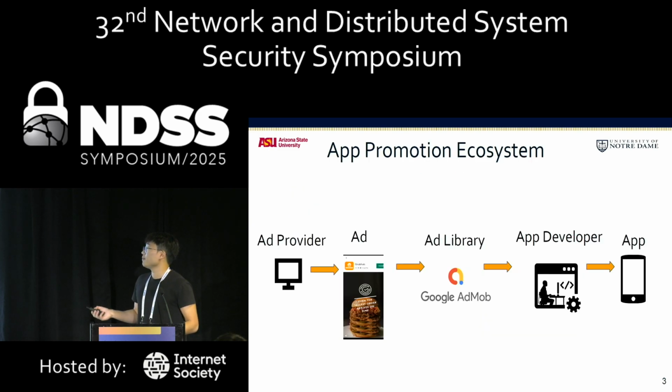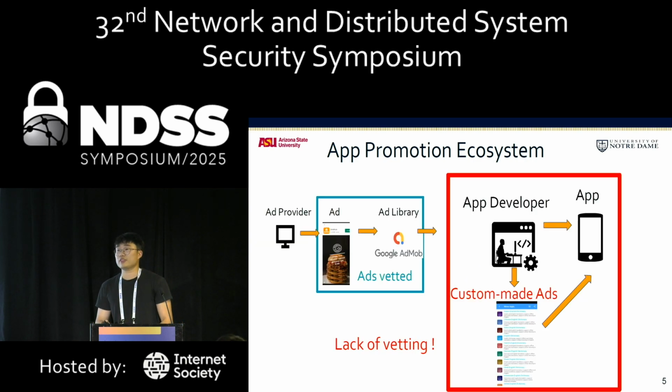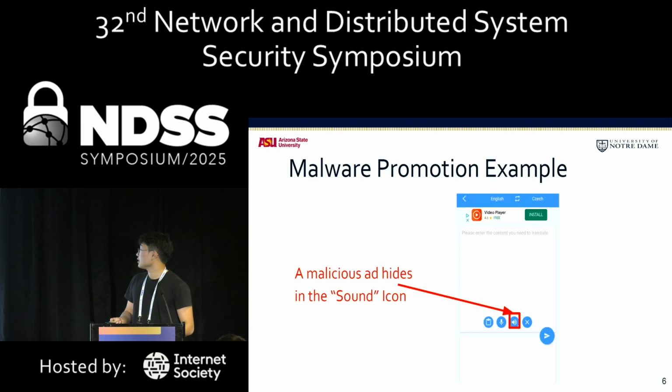In this ecosystem, ad providers create ads and upload them to ad libraries such as Google AdMob, and the app developers integrate these libraries into their apps. In this process, ad content is vetted by the ad library. However, app developers can make their own ads, which we call custom-made ads. They just directly put those ads into their apps. Therefore, those ads are not vetted by any party, such as the ad library. So these app promotion ads can be exploited to promote malware.